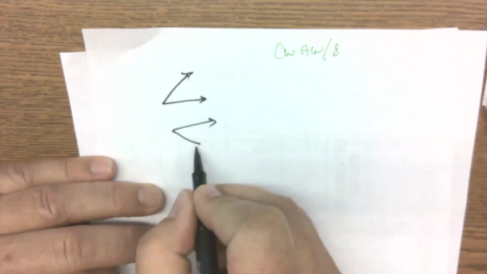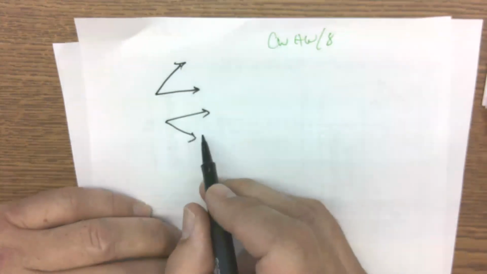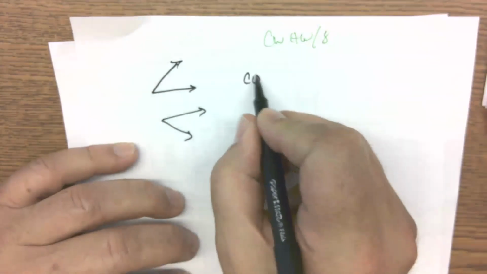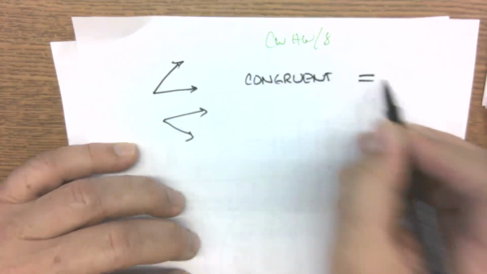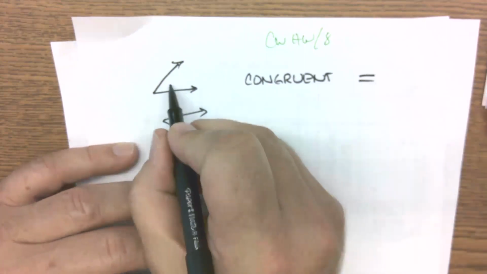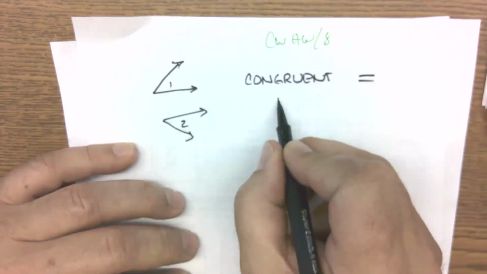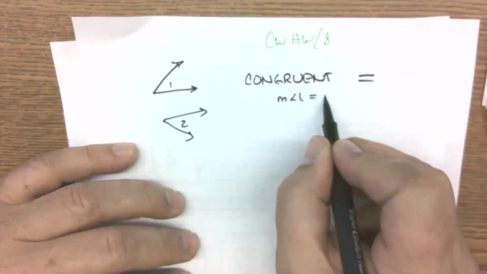Last class, we talked about angles. One angle is cool, but we want to talk about what happens with more than one angle. If I have two angles and I'm told some specific information about them, I might be able to do something with them. There are 3 things I could be told about these angles. I could be told they're congruent. What does congruent mean? It means their measures are equal. So for example, if this is angle 1 and this is angle 2, I would then know that the measure of angle 1 equals the measure of angle 2.